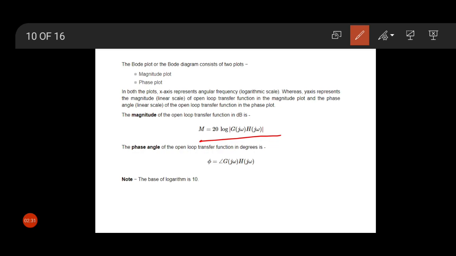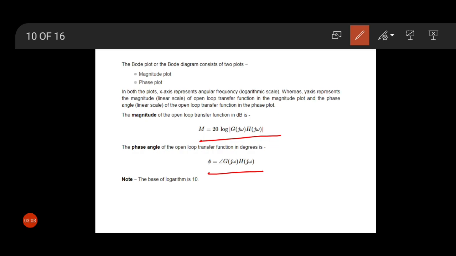Now coming to the phase plot part. As I told, the y-axis is different for the magnitude plot and the phase plot. For the phase plot, the y-axis is the phase angle of the open loop transfer function or closed loop transfer function, whatever you have taken. So here phase angle phi equals the angle of G(jω)H(jω). Now coming to the different basic Bode plots.